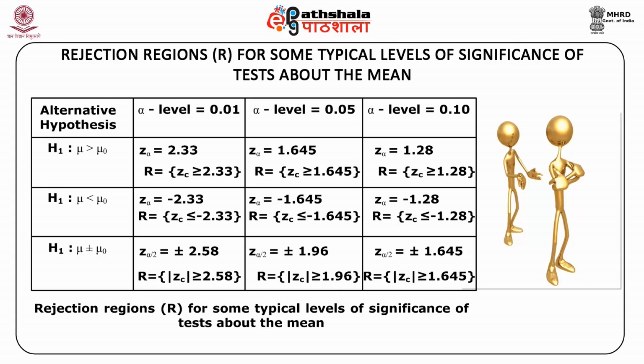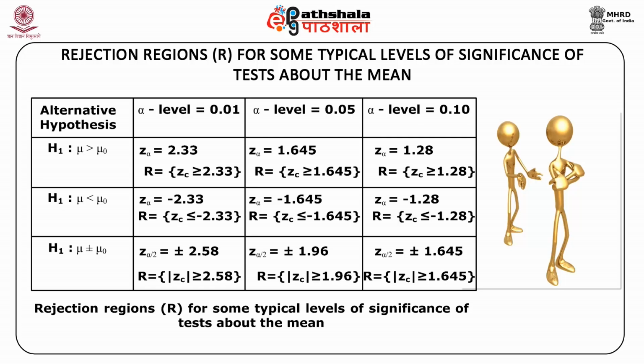For the two-tail test, the Z critical values are plus minus 2.58 for the 1% level, plus minus 1.96 for the 5% level, and plus minus 1.645 for the 10% level. Once we know what the critical values are, we can define the rejection regions. For the upper tail test, it will be all Z values that are at least equal to the critical value or more than that.